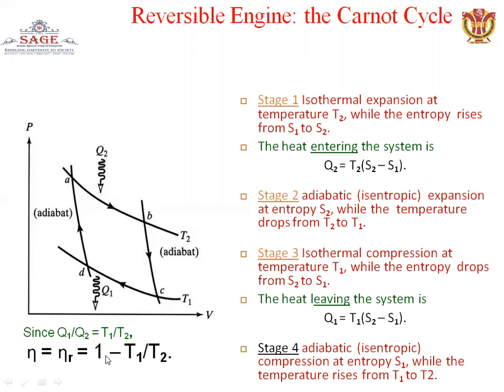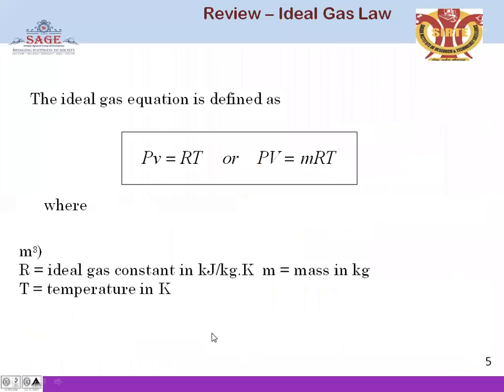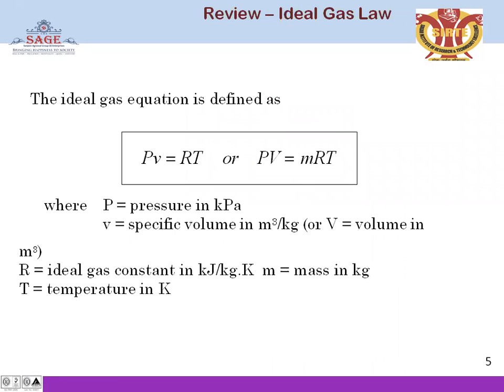This is 1 minus T1 by T2, which is equal to 1 minus Q1 by Q2. The ideal gas equation is defined as PV equal to RT, or PV equal to mRT, where P is the pressure in kilopascal, v is the specific volume in meter cube per kg, V is the volume in meter cube, R is the ideal gas constant in kilojoule per kg, m is the mass in kg, and T is the temperature in Kelvin.